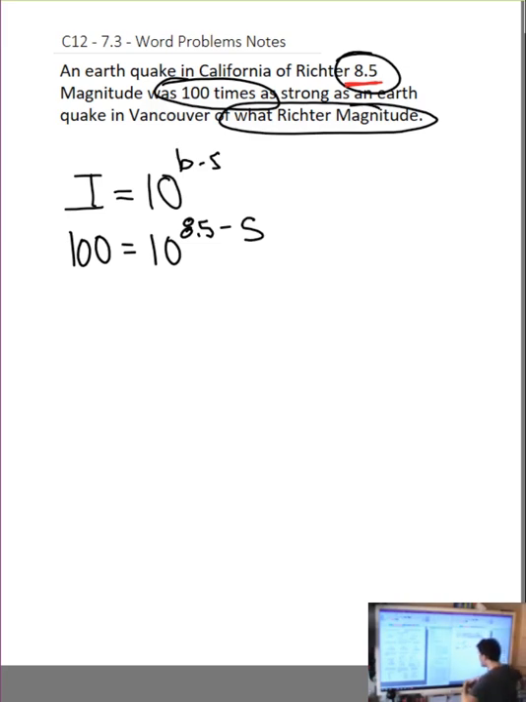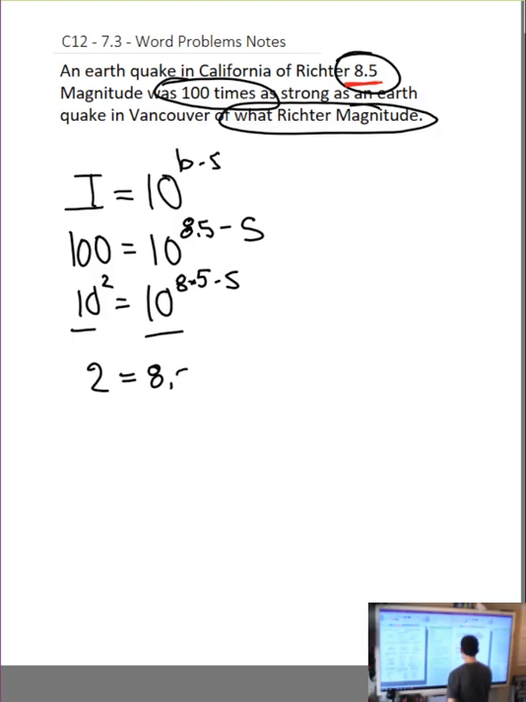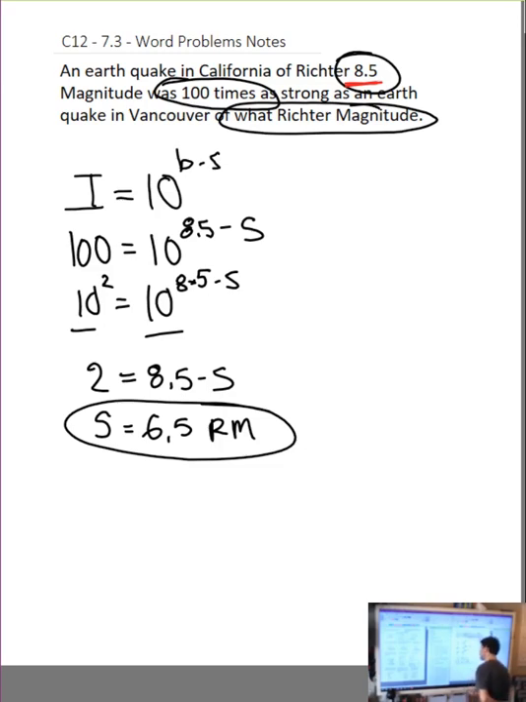Now, I know that 100 is simply 10 squared. 10 squared equals 10 to the 8.5 minus s. And if I have the same base, I can make the exponents equal to each other, and I can solve for s. So if I add s to both sides and if I subtract 2 from both sides, I get s equals 6.5. And the units, Richter magnitude. The smaller earthquake was a 6.5 Richter magnitude. And if we remember, a 7.5 is 10 times as strong. Therefore, an 8.5 must be 10 times 10, 100 times as strong. Logic check always.